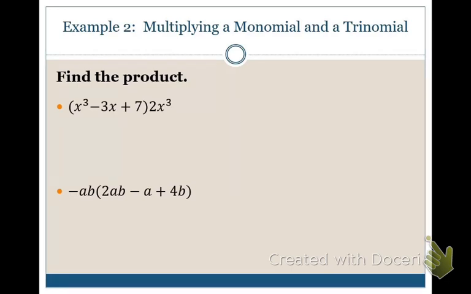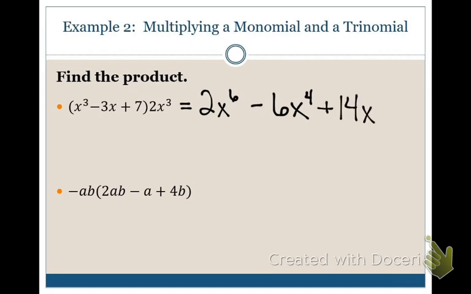What's 2x to the 3rd times x to the 3rd? 2x is 6. Great job, Bryce. Okay, what about 2x to the 3rd times negative 3x? Negative 6x to the 4th. And then 2x to the 3rd times 7? 14x to the 3rd. All right, we know Bryce got it.